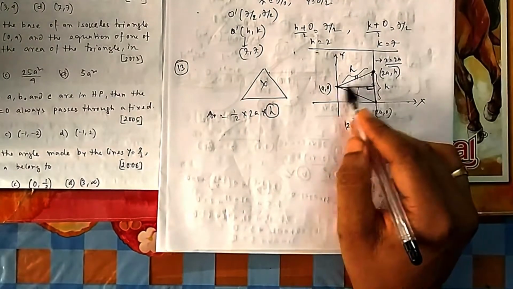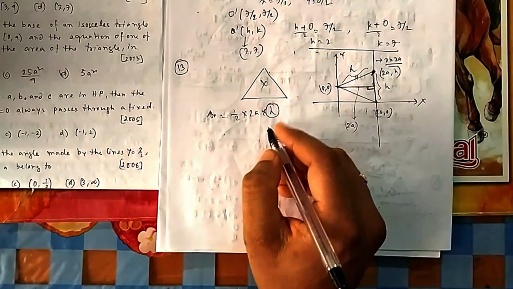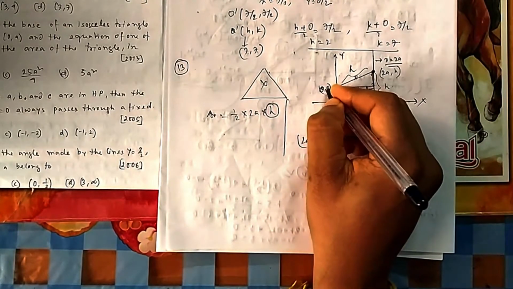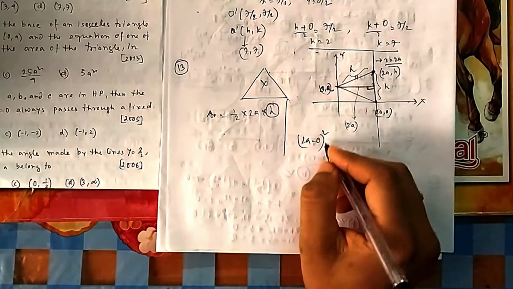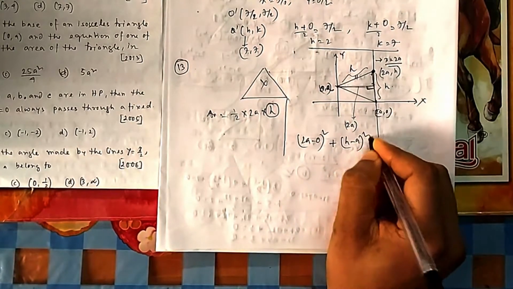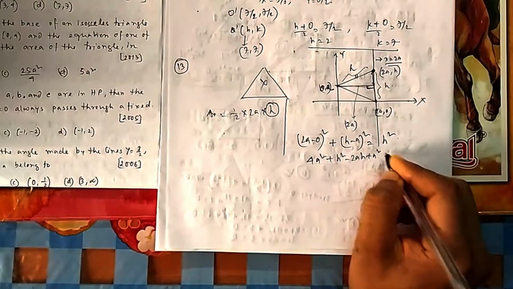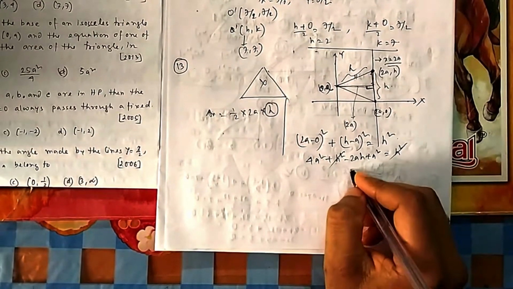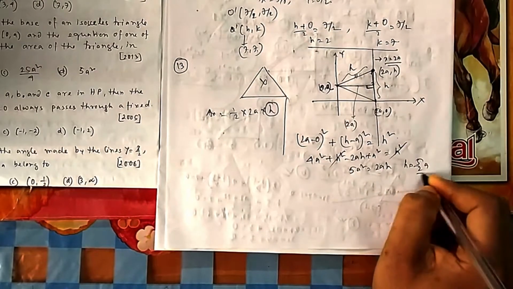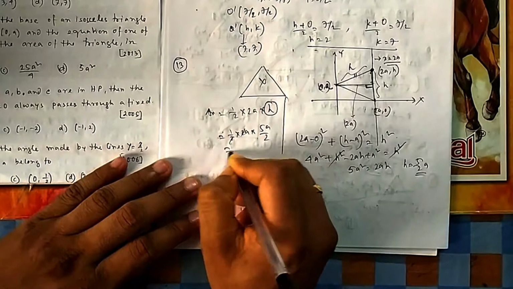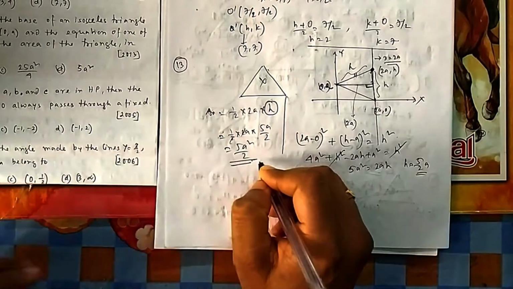So if you know h, then your job is done, because this is 2a, this is h. So h you can know from the distance formula. So what is the distance formula if I calculate here? (2a minus 0) whole square plus (h minus a) whole square should be equal to a square. So 4a square plus a square minus 2ah plus a square is equal to a square, a square gets cancelled. So 5a square equal to 2ah, or a gets cancelled, h is equal to 5a by 2. So if you put it there, half into 5a by 2 into 2a, 2 gets cancelled, so it will be 5a square by 2. So this is the area. That is your option B.